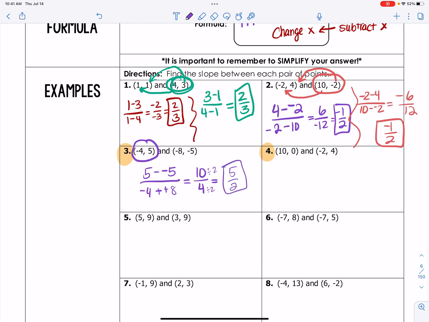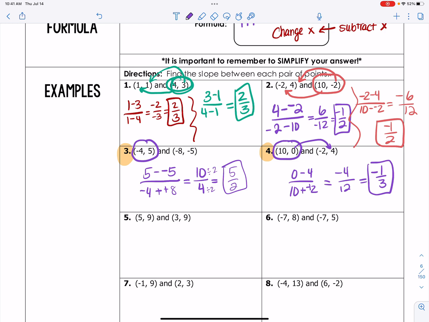Okay. So again, on the next one, it doesn't matter which one you choose. So if I choose this one, it's going to be 0 minus 4 over 10 minus a minus 2. And so my answer is a -4 minus a minus becomes a positive. So -4 goes into both, and my answer is a -1/3. All right.